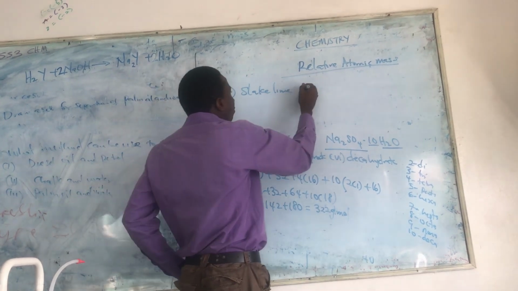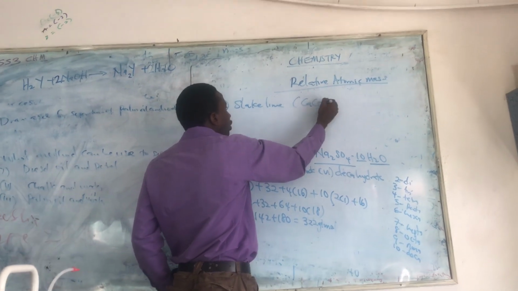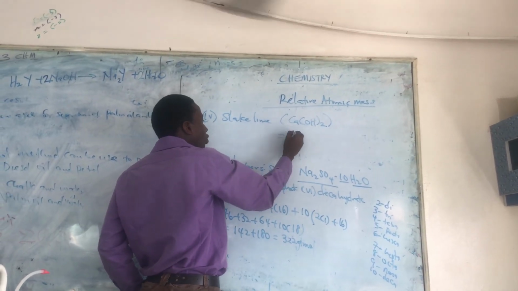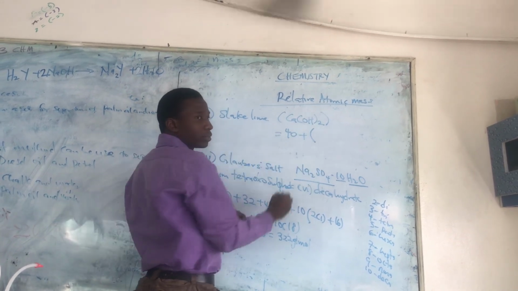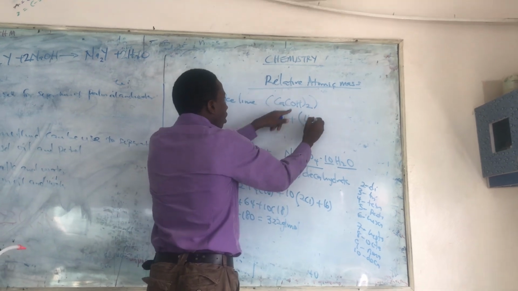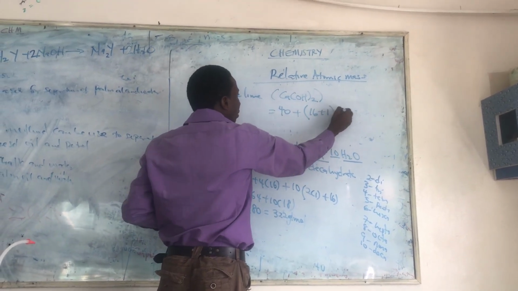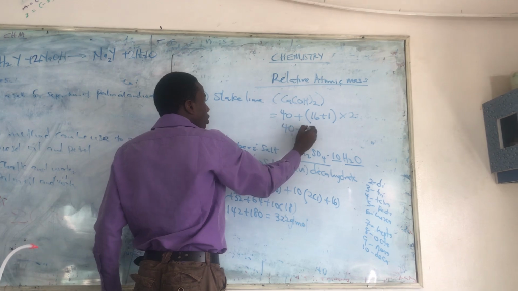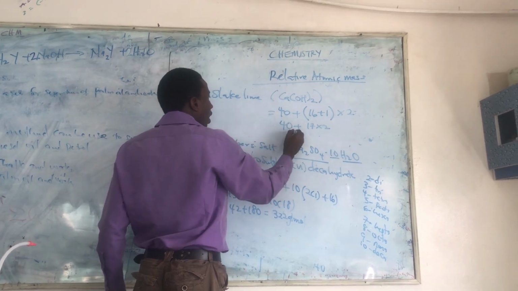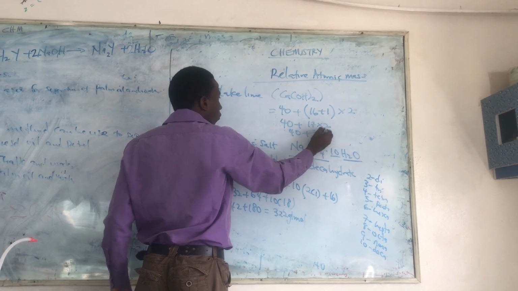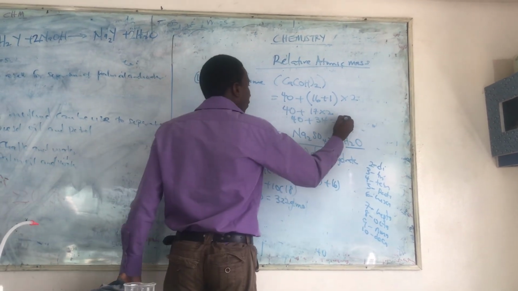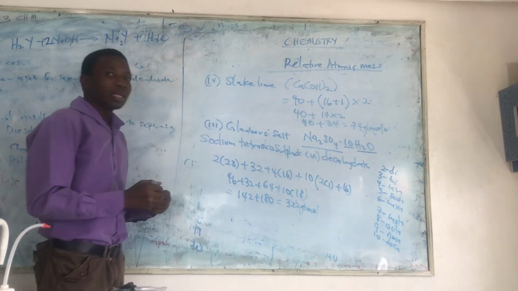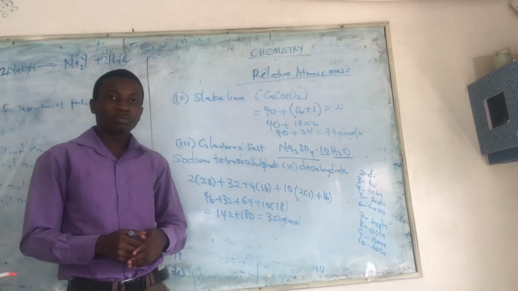The formula for slaked lime is Ca(OH)2. And what is the calcium? 40 plus (oxygen 16, hydrogen 1) times, we have 2 of them, 2. And that gives us 40 plus 17 times 2. And that gives us 40 plus 34. And that gives 74 grams per mole. So that is how we get the relative molecular mass of slaked lime.